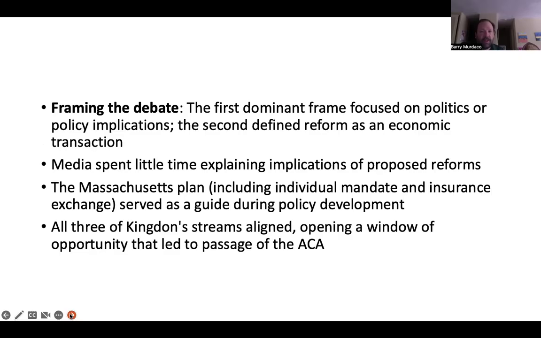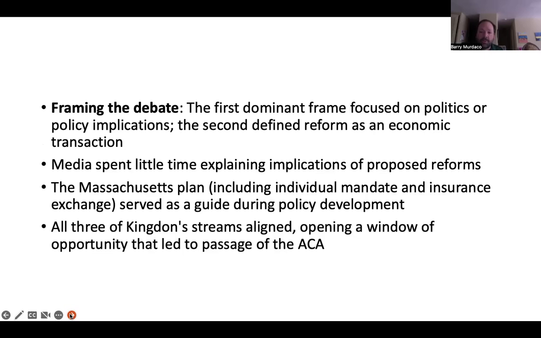discussing the bill. The first dominant frame focused on politics or policy implications. The second defined reform as an economic transaction. Media spent little time explaining implications of proposed reforms. The Massachusetts plan, including individual mandate and insurance exchange, served as a guide during policy development. All three of Kingdon's streams aligned, opening a window of opportunity that led to the passage of the ACA.